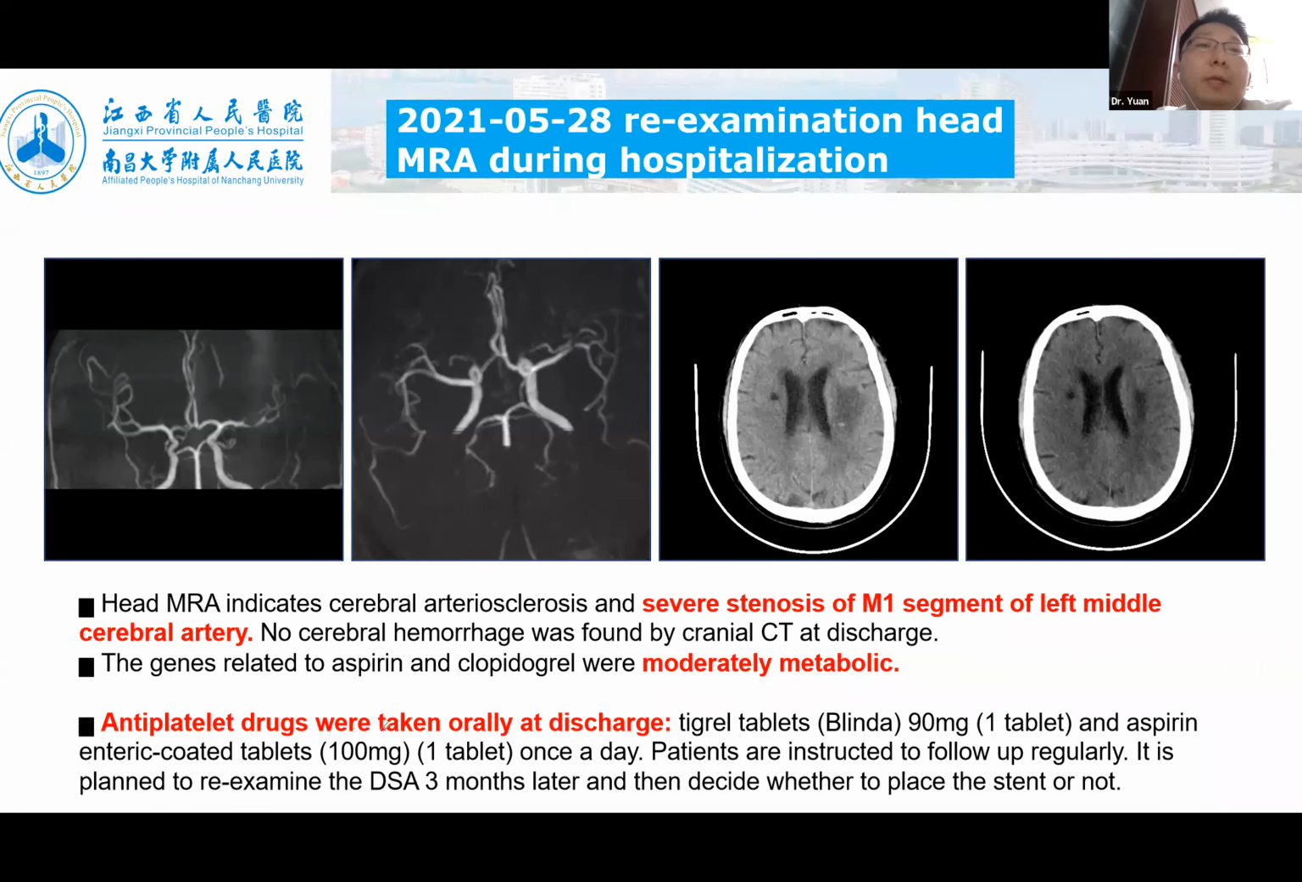And the beta blocker was taken over at discharge. We used Ticagrelor tablets and aspirin once a day, and patients were instructed to follow up regularly. It is planned to re-examine the DSA 3 months later and then decide whether to place a stent or not.